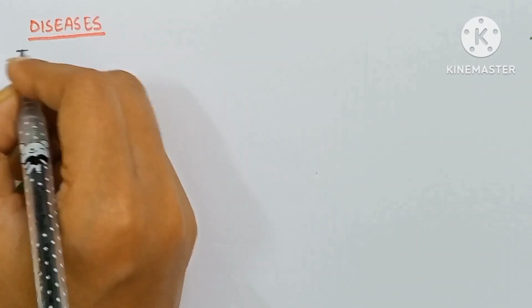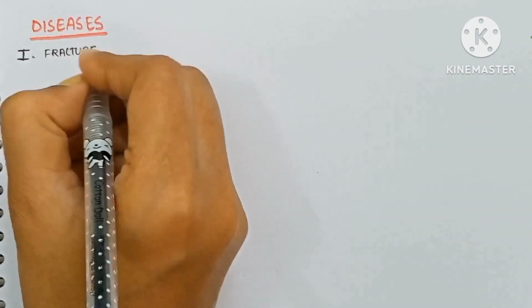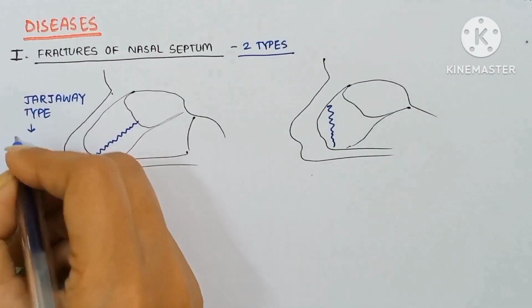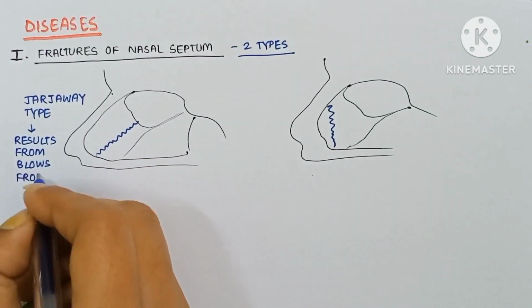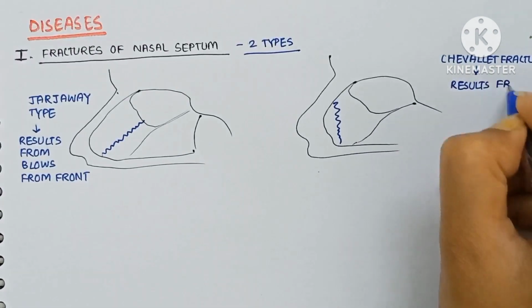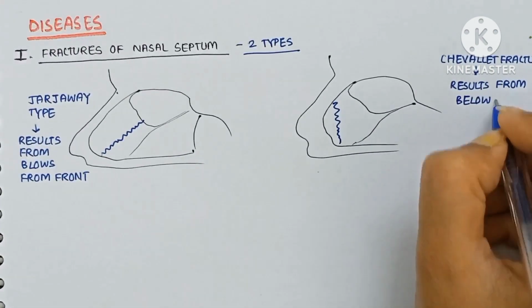Now the diseases. First is the fracture of the nasal septum. It is of two types. The first is the Jarjavay type, which results from a blow from the front. The Chevallet type fracture results from a blow from below.